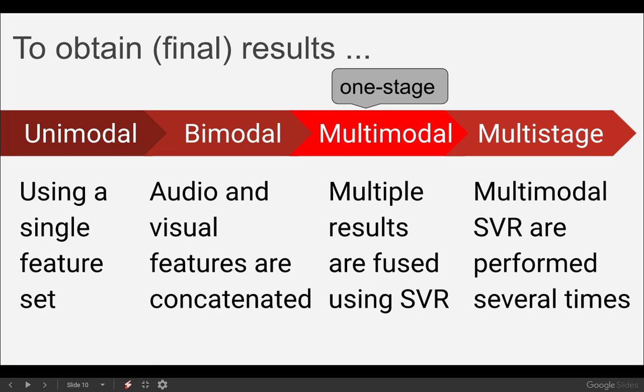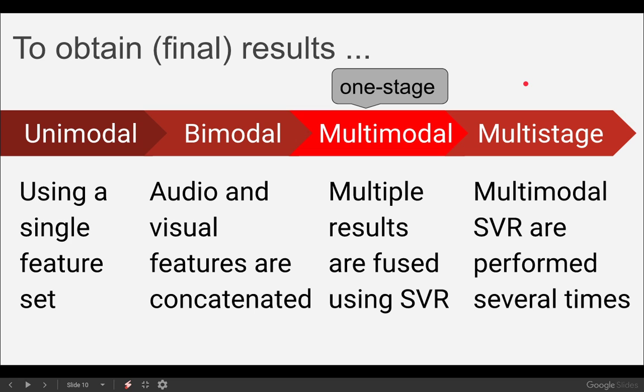For example, first we use the unimodal acoustic feature to obtain a result, and then a combination of acoustic and visual features, here the bimodal feature set. The acoustic and visual features are concatenated and fed to the same previous architecture, and we have different outputs, or different results. To combine unimodal and bimodal results, we use SVR fusion. We call it multimodal emotion recognition, or one stage SVR. And if we perform this multimodal SVR several times, we get multistage SVR fusion.